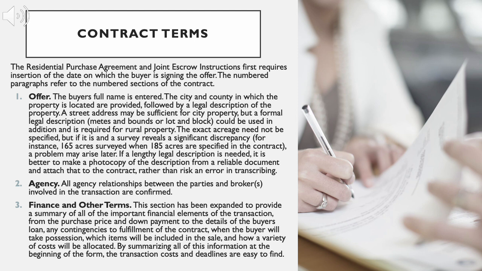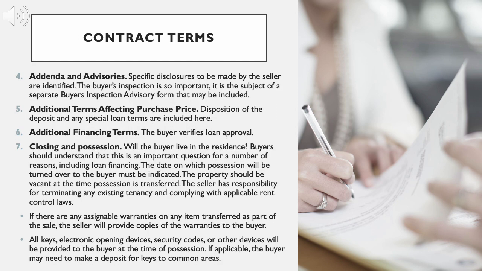By summarizing all of this information at the beginning of the form, the transaction costs and deadlines are easy to find. Addenda and advisories. Specific disclosures to be made by the seller are identified. The buyer's inspection is so important, it is the subject of a separate buyer's inspection advisory form that may be included. Additional terms affecting purchase price. Disposition of the deposit and any special loan terms are included here. Additional financing terms. The buyer verifies loan approval.